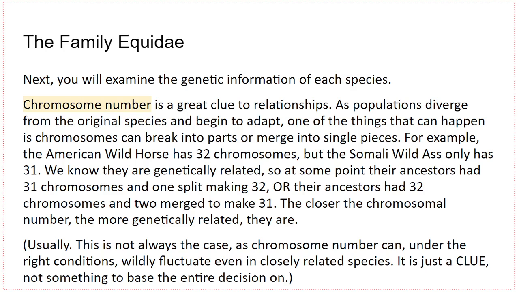So we're going to examine the genetic information of the species in two ways. The first thing we're going to do is look at the chromosomal number. It's a great clue to relationships because not everything has the same number of chromosomes. Just to remind you that humans have 23 pairs of chromosomes. Now, we don't draw any conclusion about complexity because horses have more chromosomes than humans do.